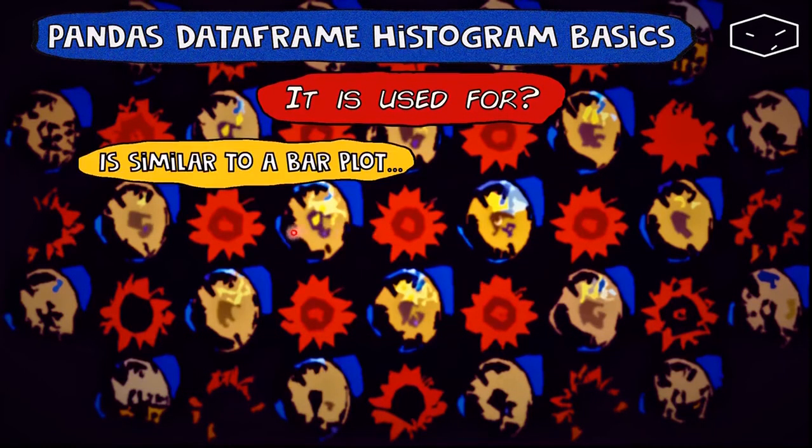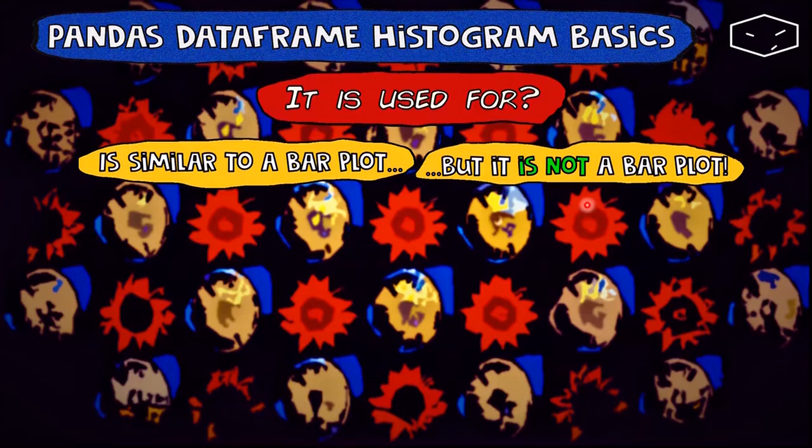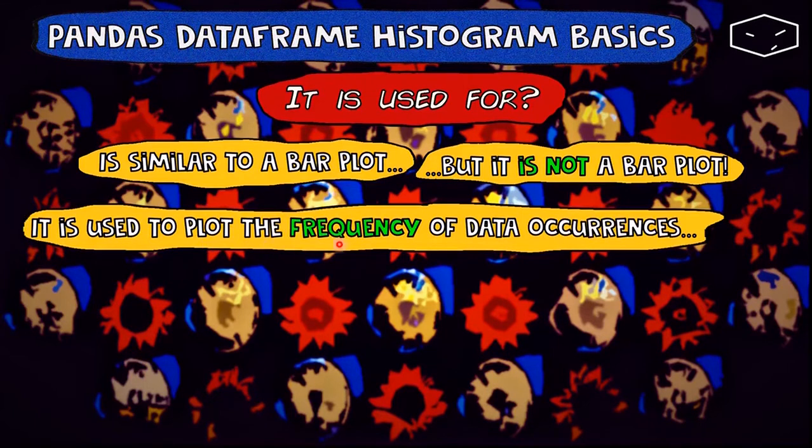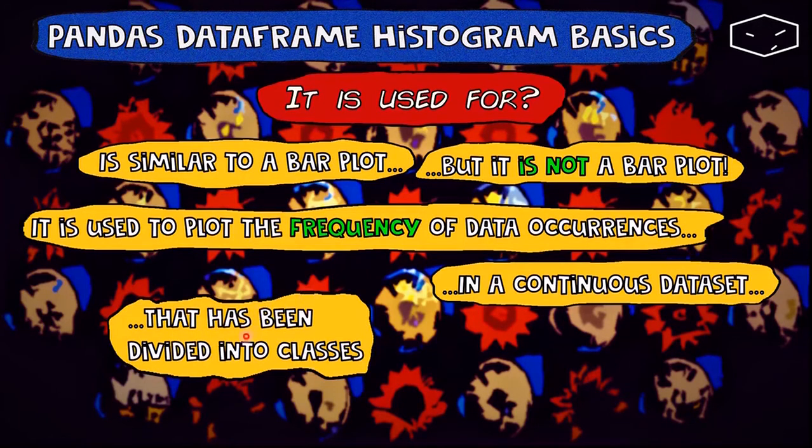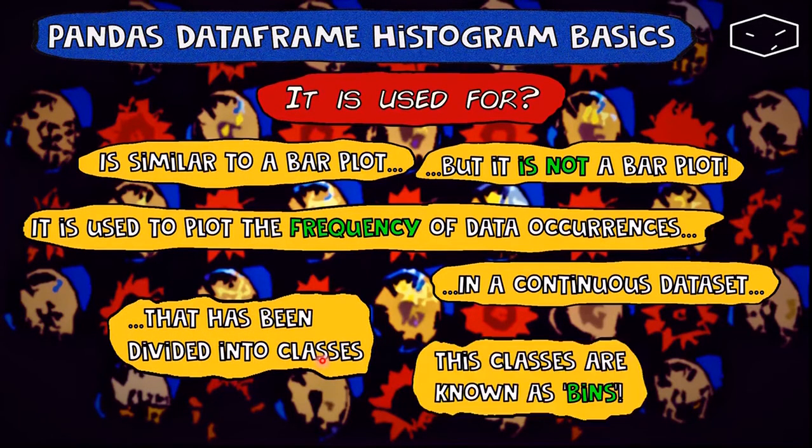We need to know that it is similar to a bar plot, but it is not a bar plot. It is used to plot the frequency of data occurrences in a continuous data set, and that data set is divided into classes. These classes are known as bins. Okay? Knowing this, let's do the code.